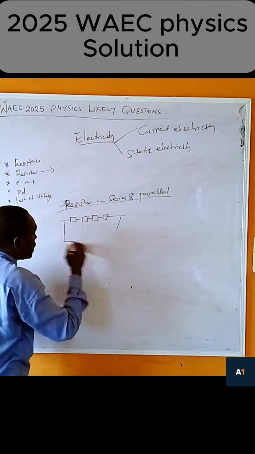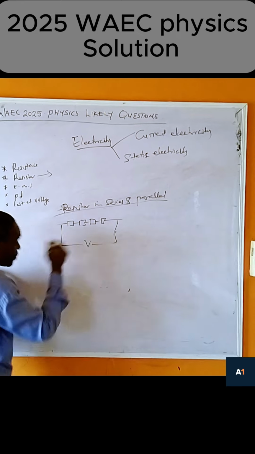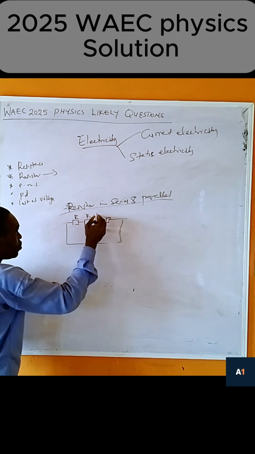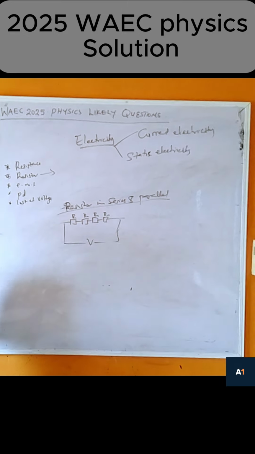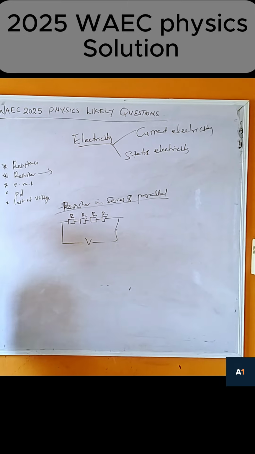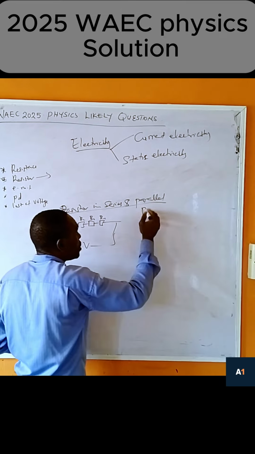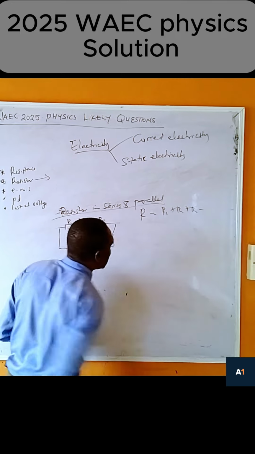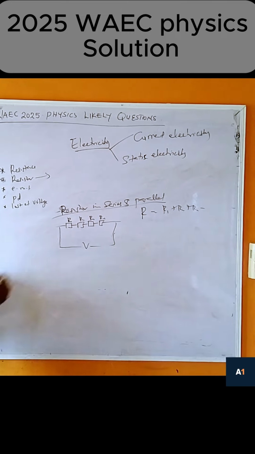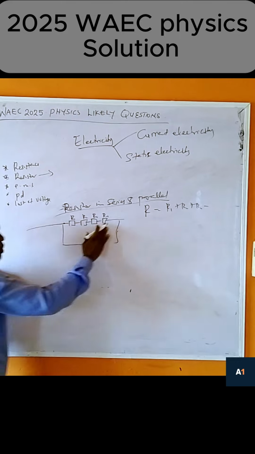And we have the voltage here connected to this voltage. R1, R2, R3, and R4. Now, you can be asked to prove that R equals R1 plus R2 plus R3, like that. Now, what you do is this. You can see this one now. Let me put it to 3.